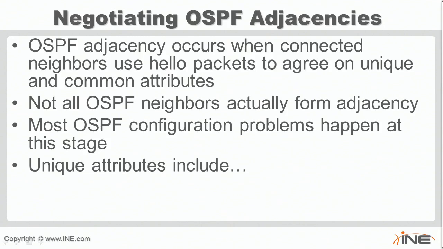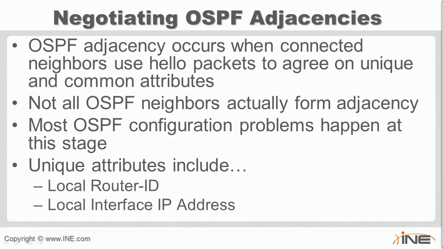Some of the unique attributes would include the router's identifier and the interface's address, where if 2 routers have the same ID, they're not going to be able to form an adjacency, because this is what ultimately identifies them in the map of the database. Then the interface address is pretty self-explanatory. If I have the same IP address as you, we're not going to be able to send packets to each other because we can't address each other.